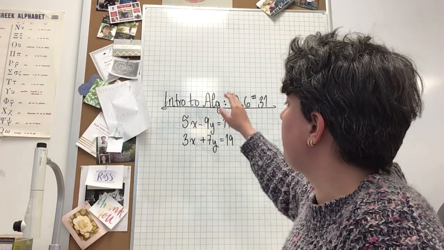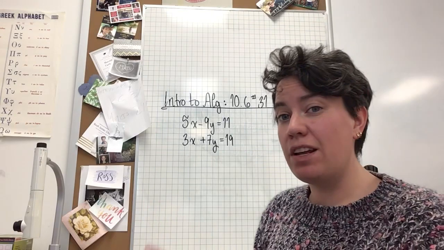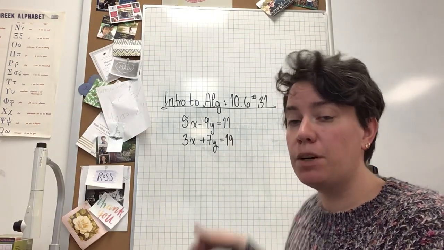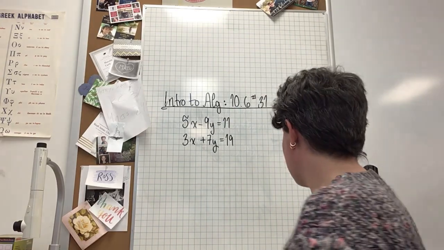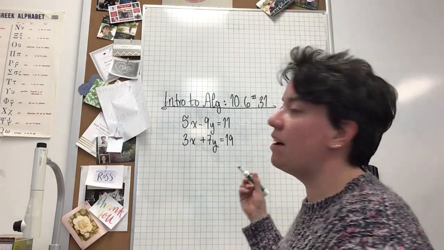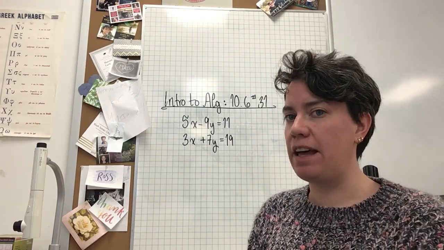Now for this one, we've got 5x and 3x, negative 9y and 7y. So none of them are ready to be canceled out, so that means we're going to multiply. None of these variables are also multiples of each other, so we're going to multiply both in this case. So I notice that the y's are at least positive and negative, so they're at least ready to be canceled out that way.